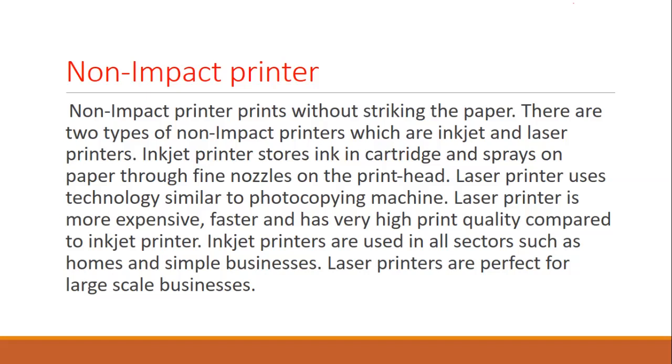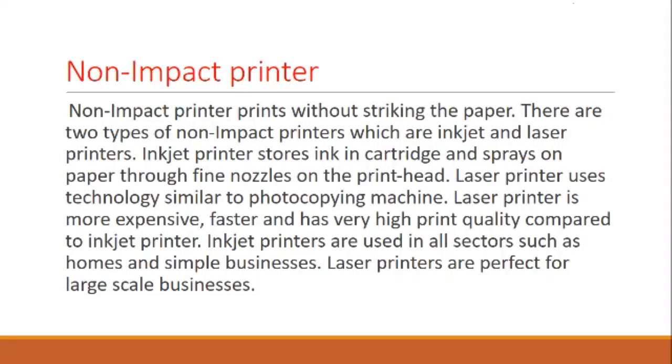In the impact printer we strike the paper, and in the non-impact printer the phenomenon is without striking the paper. There are two types of non-impact printer, inkjet and laser. An inkjet printer stores the ink in the cartridge and sprays it on the paper through a nozzle. And a laser printer uses photocopying machine technology. These are more expensive, faster, and have higher quality as compared to the inkjet printer. Inkjet printer is used in the home and simple businesses, while laser printers are used in large scale business.